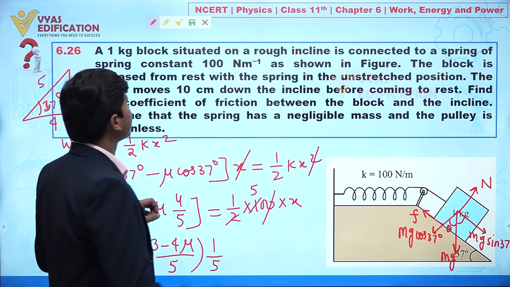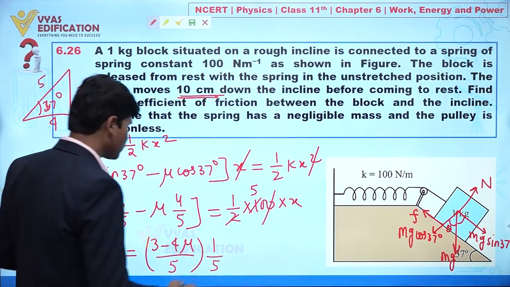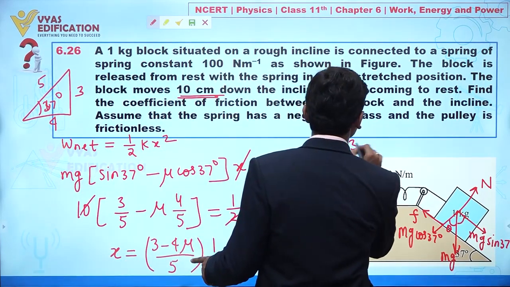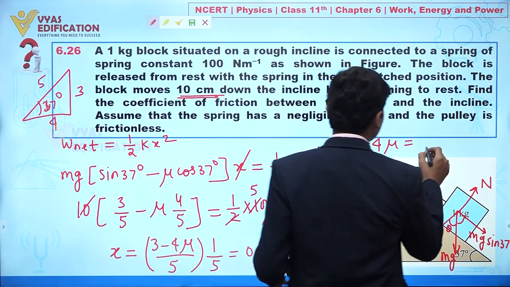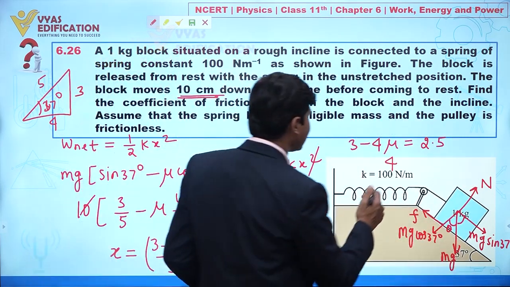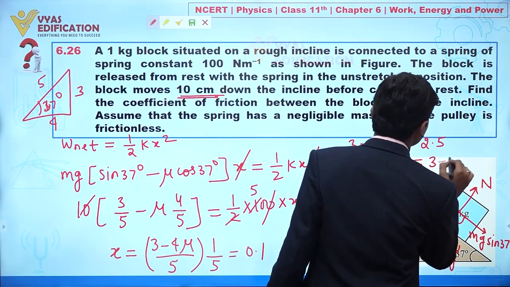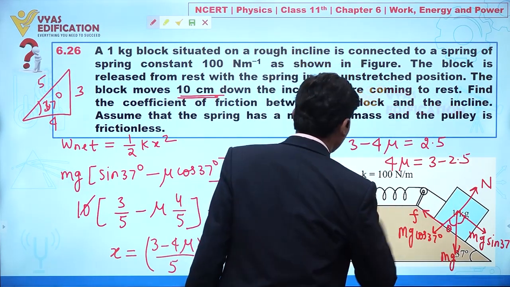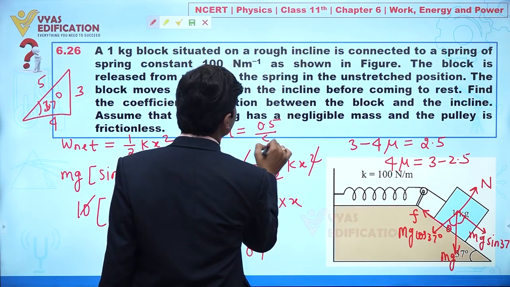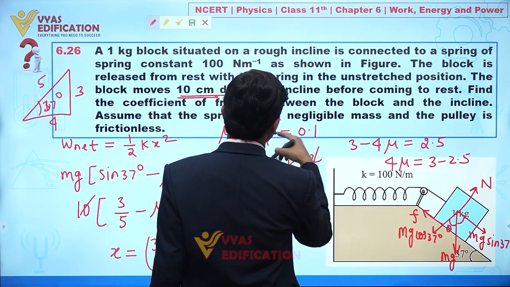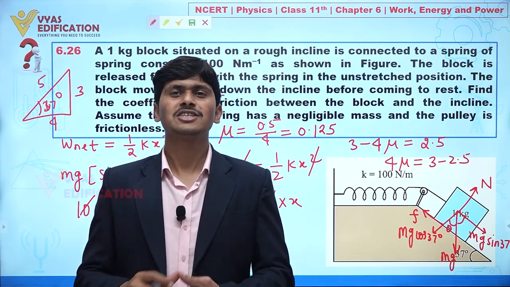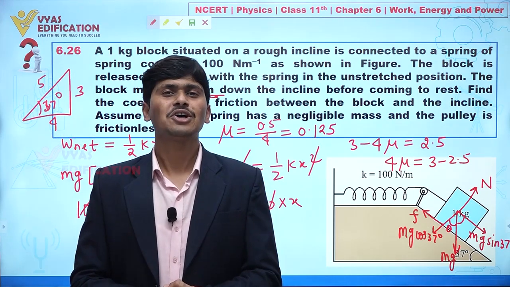It is given that the block moved 10 centimeters down, so x is equal to 0.1. From here we can write 3 minus 4 mu equals 25 multiplied by 0.1, which is 2.5. So 4 mu is 3 minus 2.5. The value of mu is 0.5 divided by 4, which is 0.125. So the coefficient of friction we get is 0.125. This is all about this question.